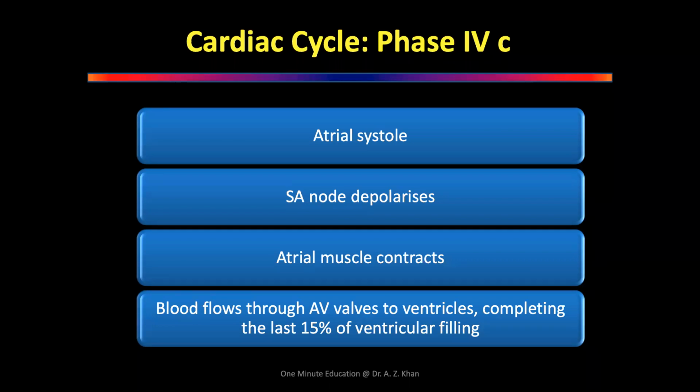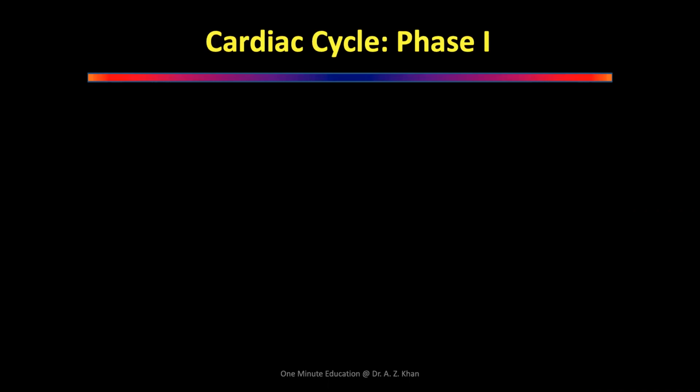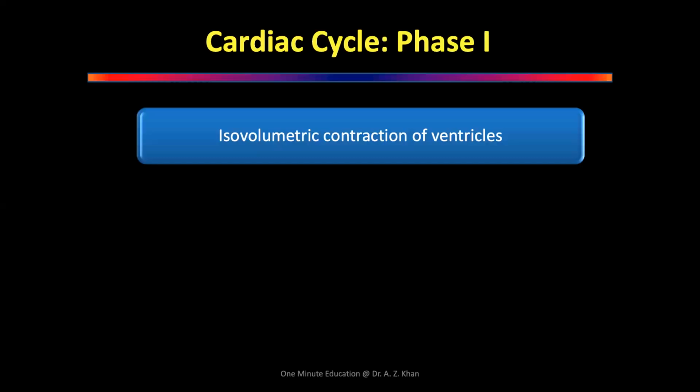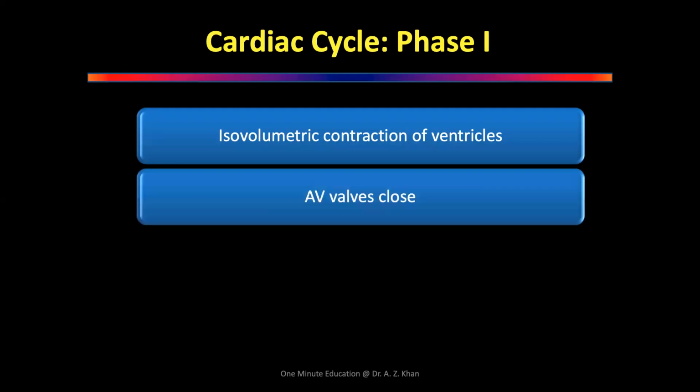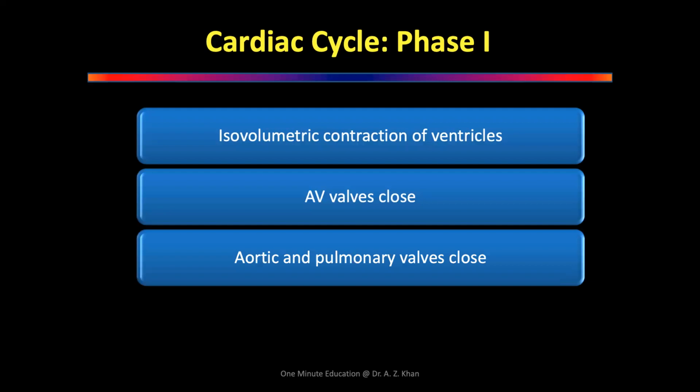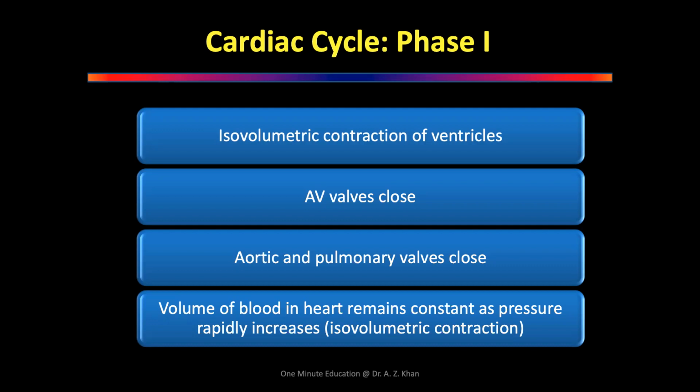Once you move from there, you move to phase 1. Phase 1 is called isovolumetric contraction of the ventricles. The atrioventricular valves have closed. The tricuspid and mitral have closed. The aortic and the pulmonary valves have opened. And the volume of the blood in the heart remains constant because the AV valve has closed.